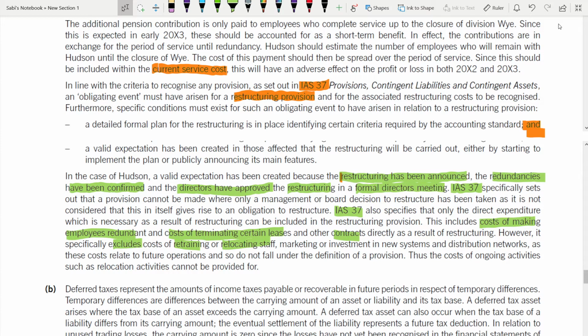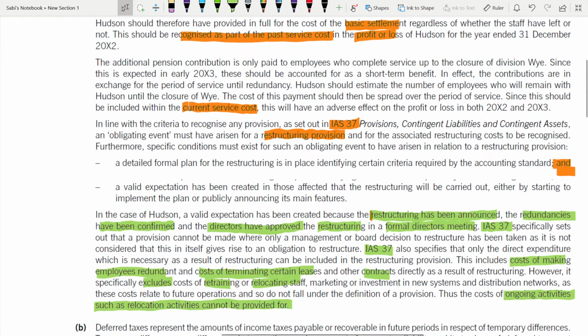Thus, the cost of ongoing activities such as relocation activities cannot be provided for. Very important thing. This has to be there in your answer, right? So coming to part B now.